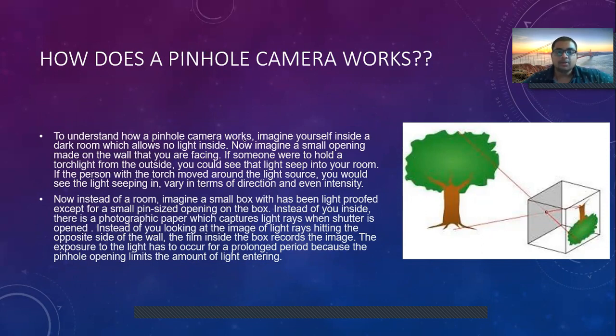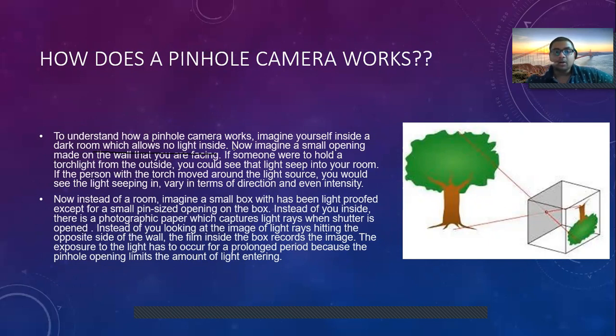To understand how a pinhole camera works, imagine yourself inside a dark room which allows no light inside. Imagine that you are in a very, very dark room and no light is allowed to come inside. Now imagine a small opening made on the wall that you are facing. So let's say there is a room, you are kept inside it, it is absolutely dark, and there is a wall which you are facing, and there is a hole on the wall. Now from that hole, light is going to come. You can see that light seep into your room.